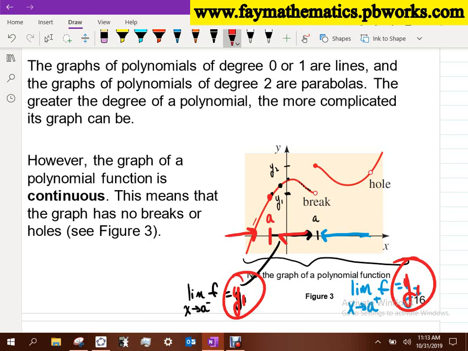If a function is continuous, that will be the case for every single A value that we choose on the x-axis. If we ever get them to be different at some particular A value, then we break our continuity rule. Okay? So that's the calculus.